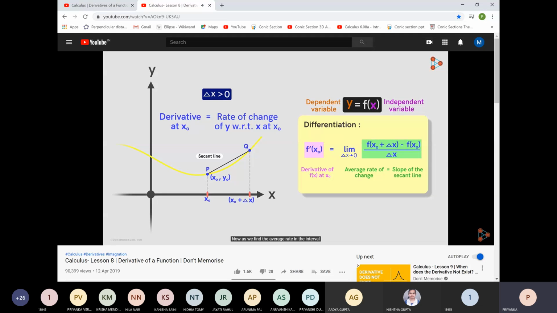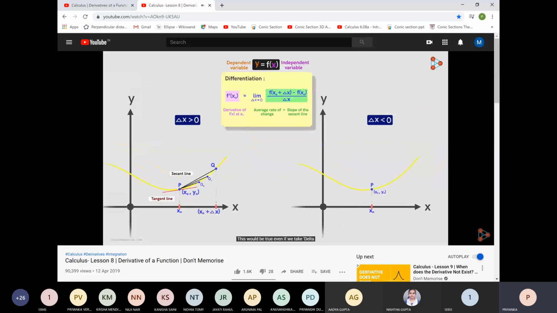Now, as we find the average rate in the interval closer and closer to x naught, we see that these secant lines approach the tangent line at x naught. This would be true even if we take delta x to be less than 0. Then x naught plus delta x will be somewhere here on the x-axis. And as we find the average rate in the interval closer and closer to x naught, we see that these secant lines approach the tangent line at x naught. So we say that in the limit delta x tends to 0, the average rate of change approaches the instantaneous rate of change at x naught.